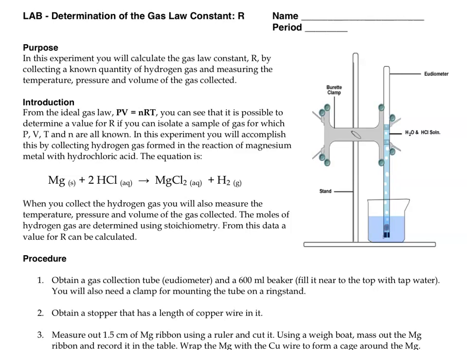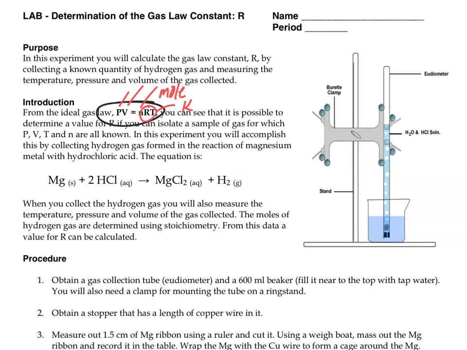Today we're looking at the lab called Determination of the Ideal Gas Law Constant, R. Now the ideal gas law is this right here, PV equals nRT, and the pressure could be measured in kPa, millimeters mercury, inches mercury. Volume could be measured in liters, milliliters. N, of course, is just measured in moles. And T has to be measured in Kelvin.